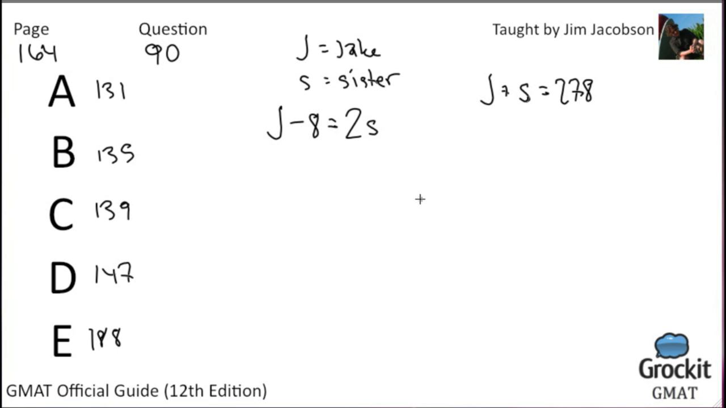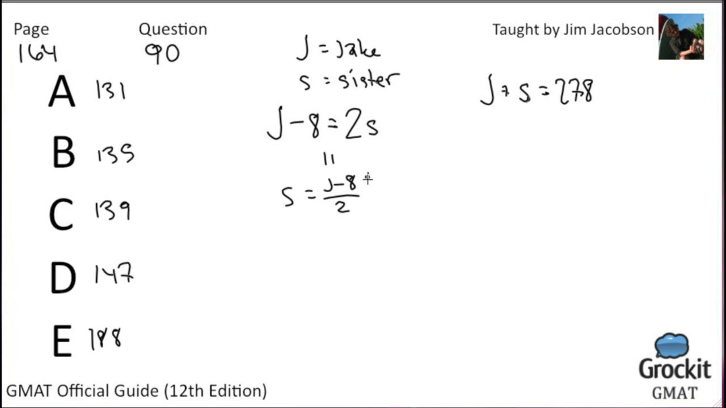Now we're ultimately solving for J here, not S. Whenever you have two variables and two equations, the first equation that you solve when you're substituting, you solve for the variable you're not ultimately trying to find the answer to. So we want to solve for S rather than J, so that we can substitute that value into our other equation. So if J minus 8 equals 2S, we can just say that's the same thing as S equals J minus 8 over 2, because we just divided both sides by 2.